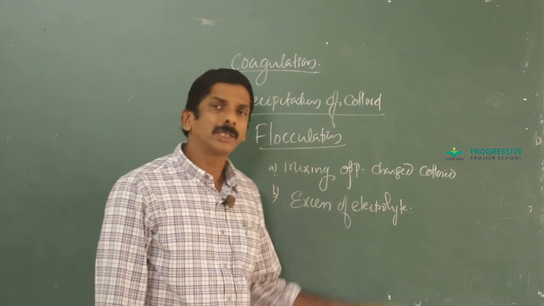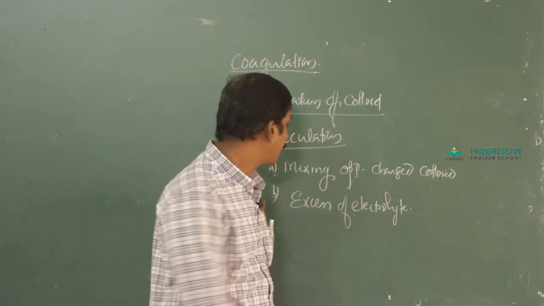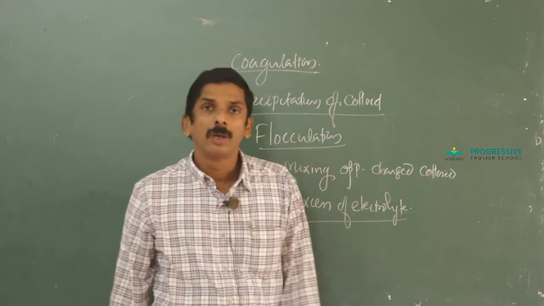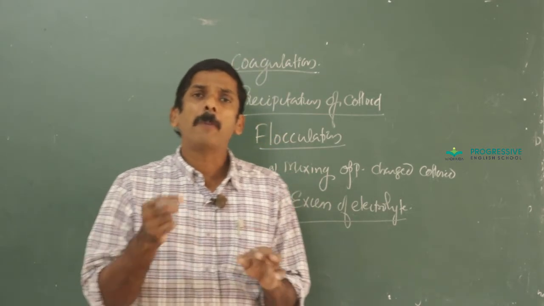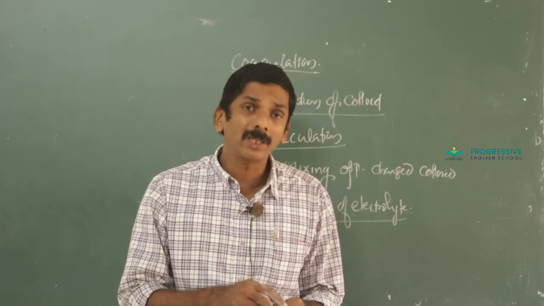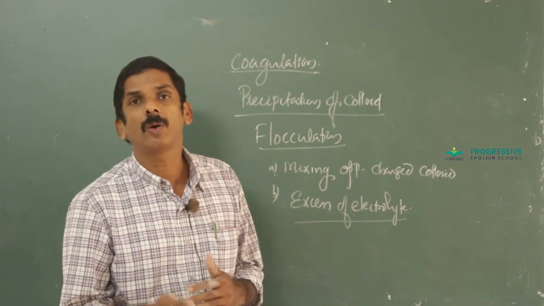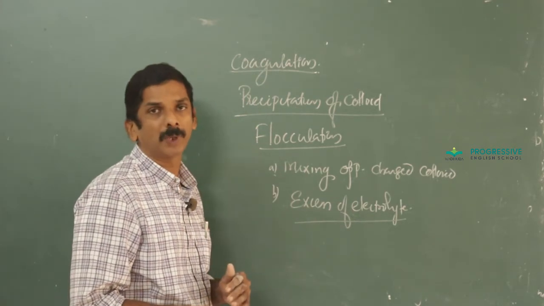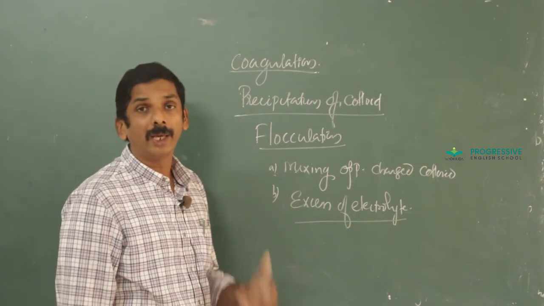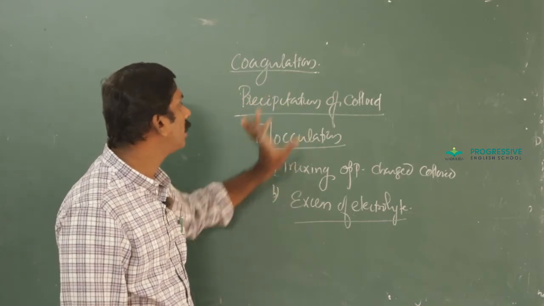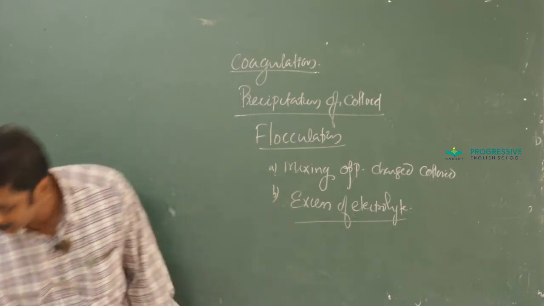And second, coagulation can be brought about by adding excess of electrolyte. Suppose bleeding takes place from a wound, and a piece of ferric chloride is kept at the mouth of the wound. Ferric chloride is an electrolyte. Blood undergoes coagulation, or clotting of blood takes place. That is indicated by the second factor, adding excess of electrolyte. In both cases, coagulation can be carried out. The beginning of coagulation is called flocculation.